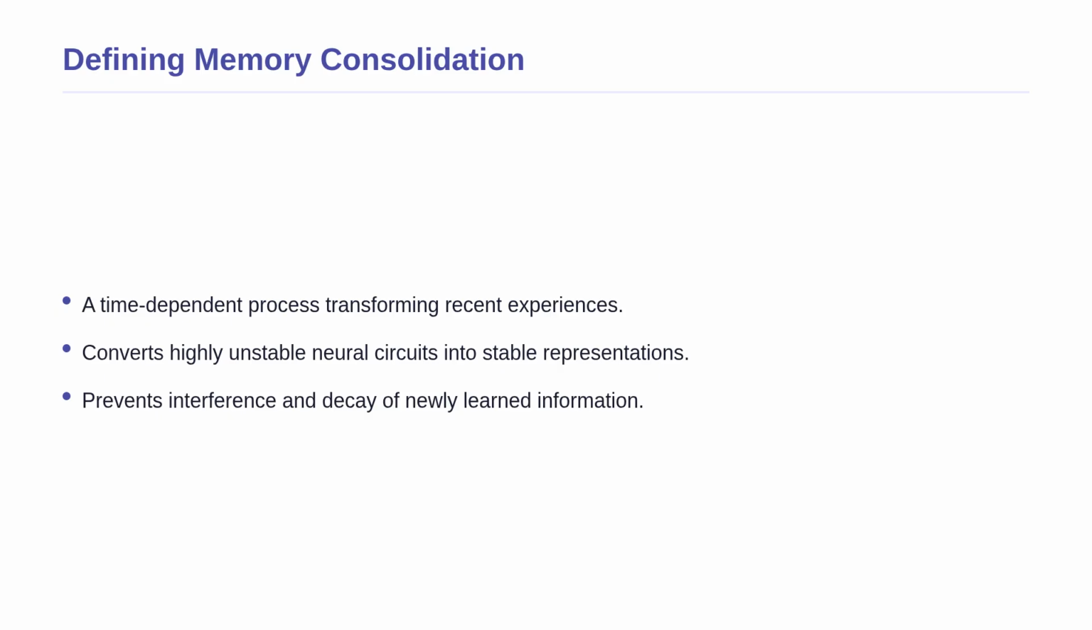Without a stabilization process, new memories would simply overwrite the old ones or fade away completely. Consolidation is the critical bridge that takes these vulnerable traces and hardwires them into your brain's architecture over time.